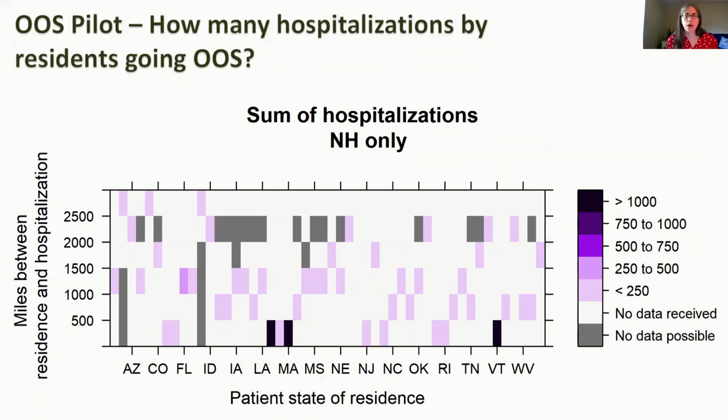You can see, looking at Vermont, which is one of our neighbors, it's less than 500 miles away from New Hampshire, and it has well over 1,000 visits per year to our hospitals. Therefore, it's the darkest purple color.